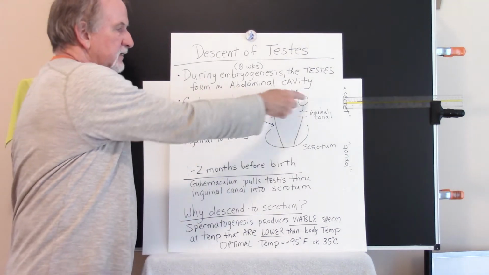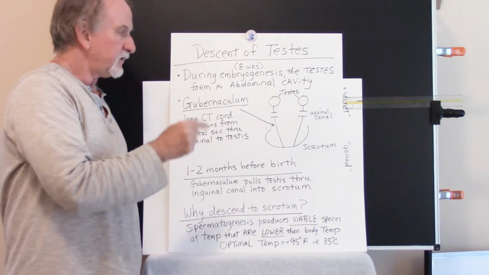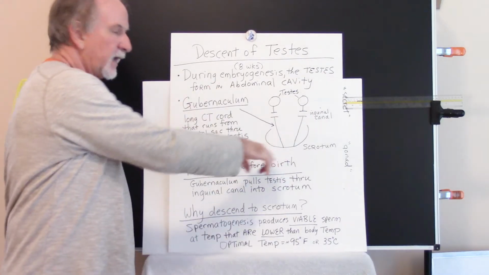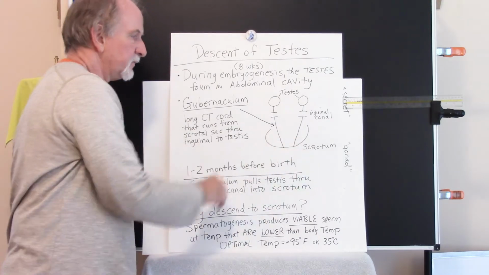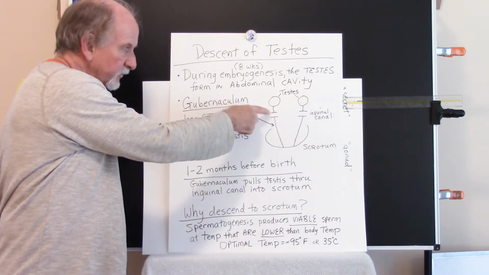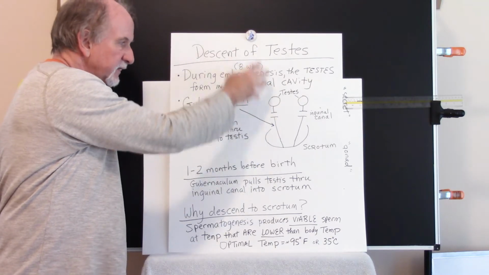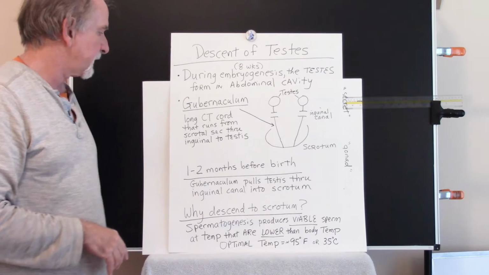So each of the testes in the abdominal cavity is attached to a long connective tissue cord called the gubernaculum. And the gubernaculum runs from the scrotum through the inguinal canal and then attaches to the testis. Of course, whatever you see for one testis would be true of the other testis as well.